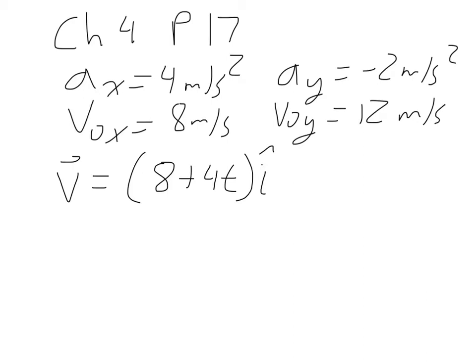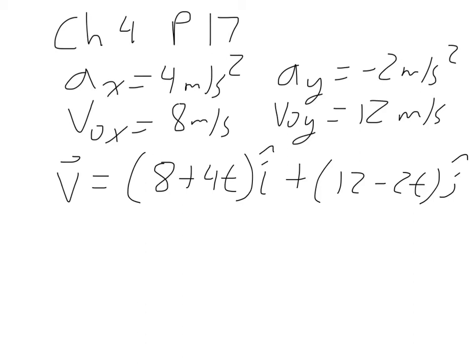Now we do the same thing along y, and we get that the velocity along y is 12 minus 2t. That's in the j hat direction. Once again, we integrate the minus 2, it goes to minus 2t, but the velocity along y at t equal to 0 has to be equal to 12 meters per second, so that's where that comes from, the constant of integration.